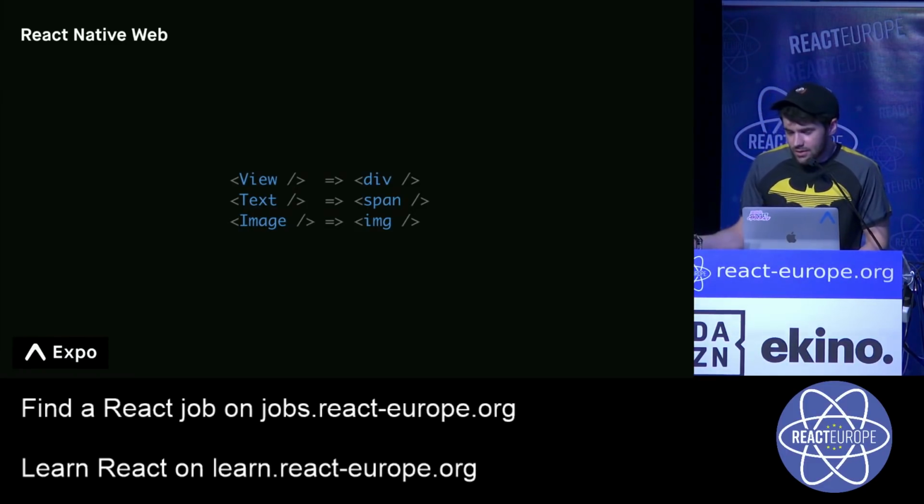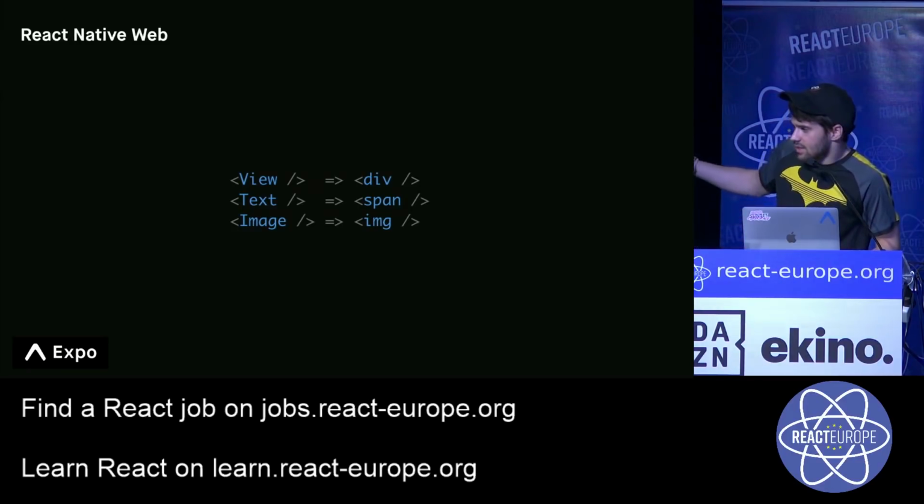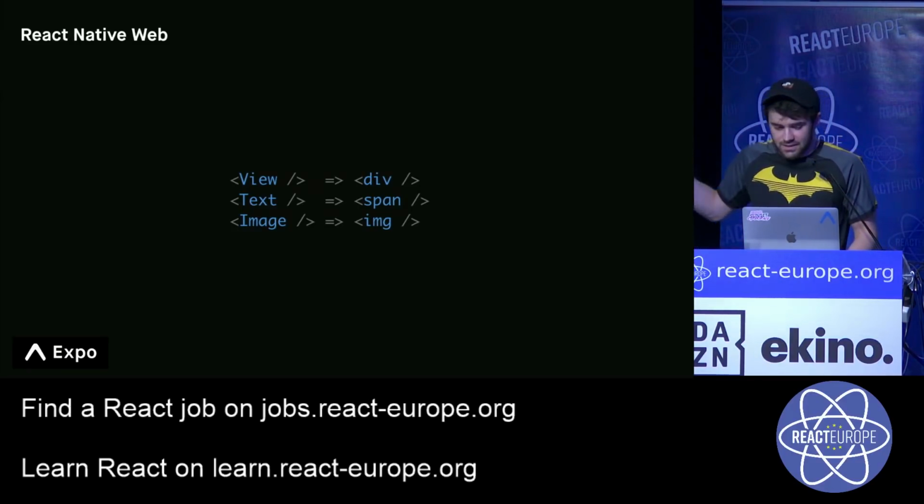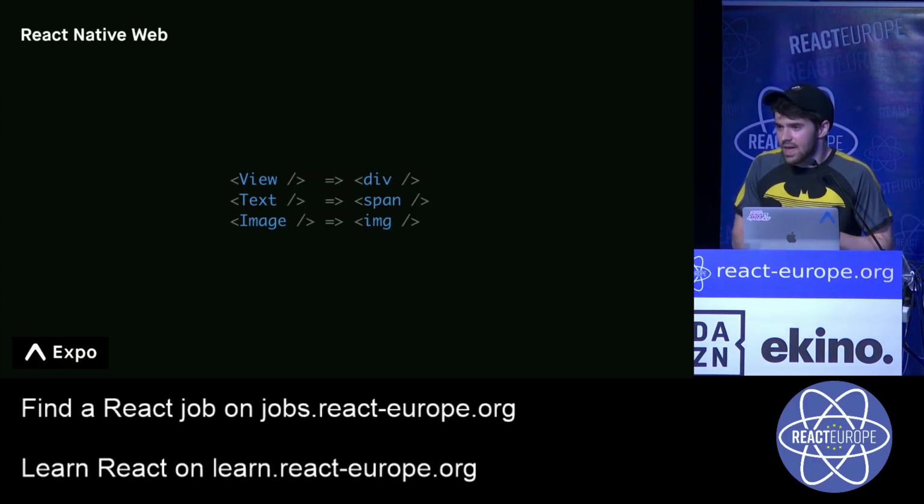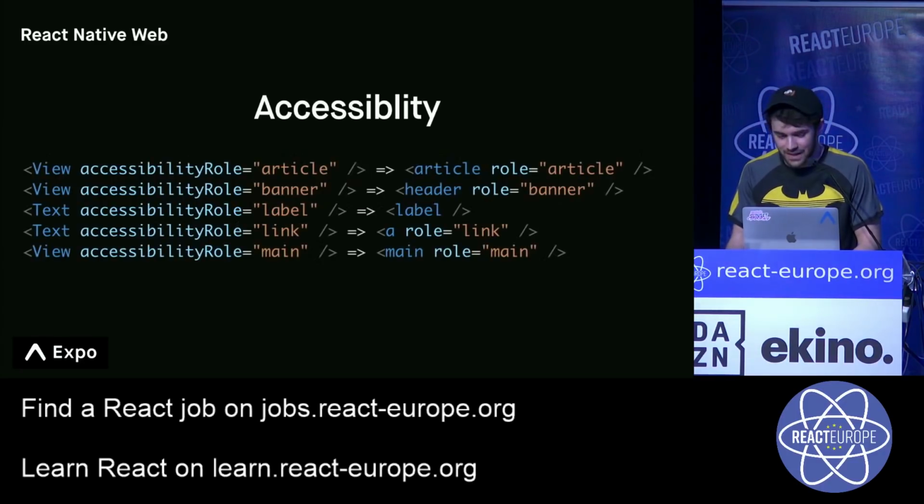And the way it works under the hood is it uses things like View and Text and Image, and then it binds those to div and span and image elements. So essentially what you're left with is just a regular website. Not a lot of crazy magic. I mean, yeah, there's lots of crazy magic.